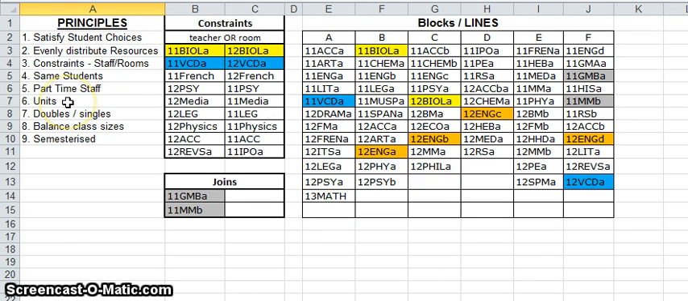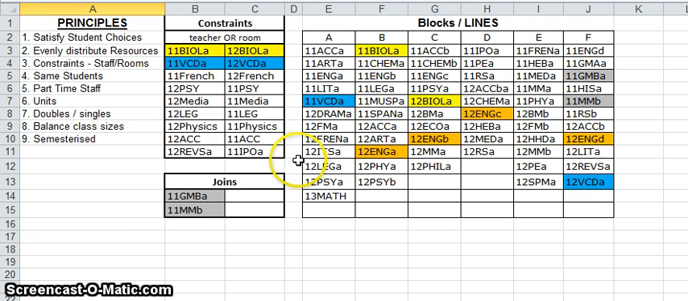We've got a notion of units, which is not so much used in my state, but up in New South Wales, where some subjects run for longer time than others. Related to that is the concept of practical subjects often want double classes and theoretical subjects want singles. We then have to balance class sizes.